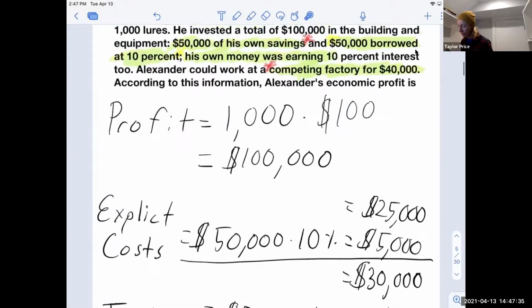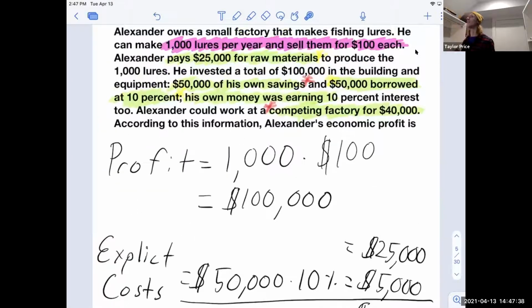Yeah, so the one thing I'll point out there is that the $100,000 was not his own money. Only $50,000 of the money was from his savings, and then 50,000 was borrowed. So as long as you are noting that distinction, if these amounts have different interest rates, that would be totally fine. Okay, thank you.